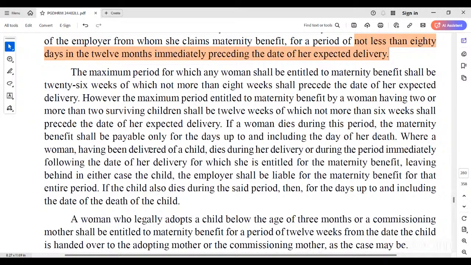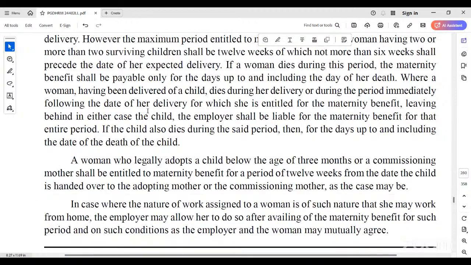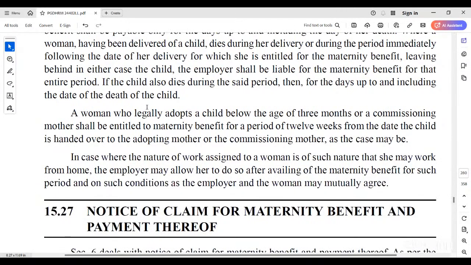Right. So the maximum period for which the woman shall be entitled to maternity benefit shall be not more than 26 weeks, of which not more than 8 weeks shall precede the expected date of delivery. So she will claim the benefits.